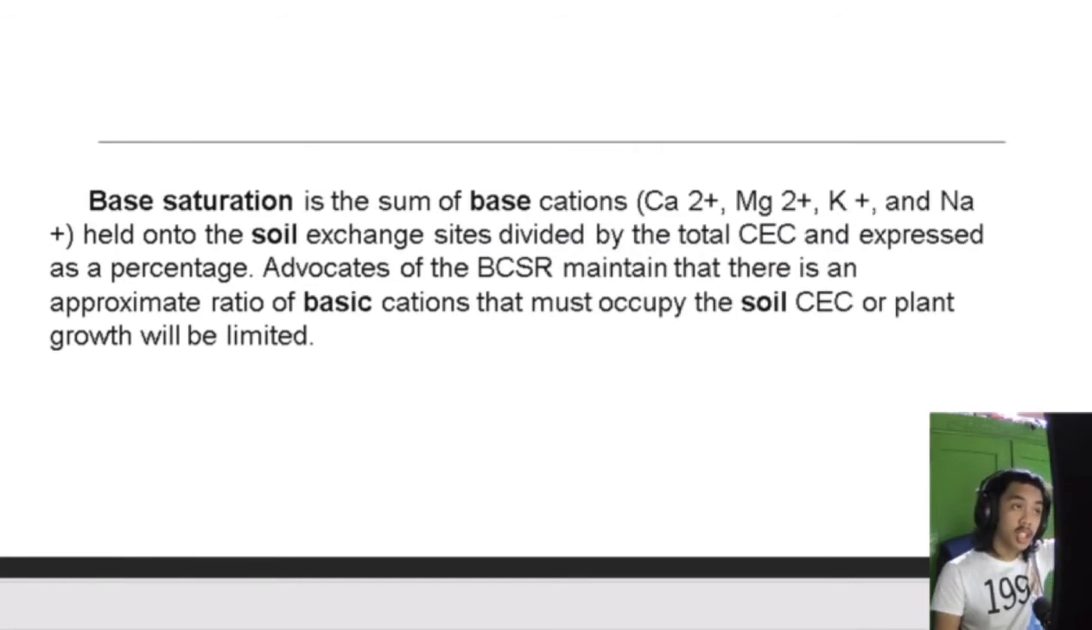What is CEC? CEC is cation exchange capacity. Advocates of the BCSR maintain that there is an approximate ratio of basic cations that must occupy the soil CEC or plant growth will be limited. And what is BCSR? It is the base cation saturation ratio.